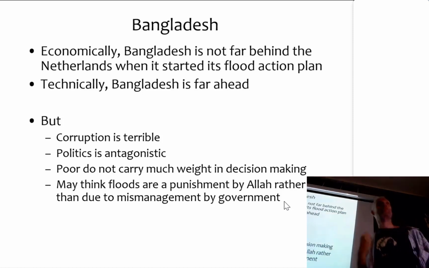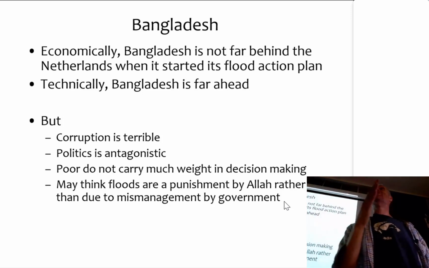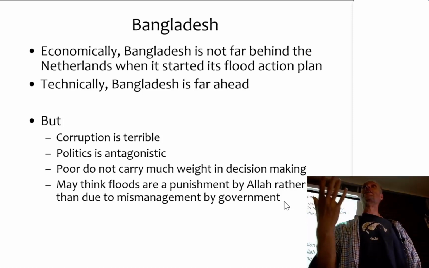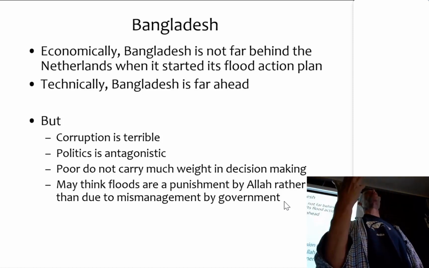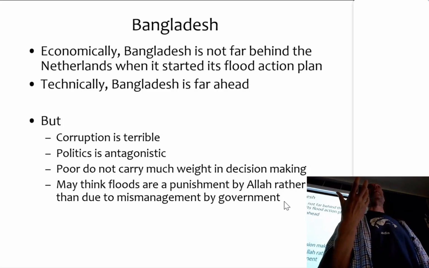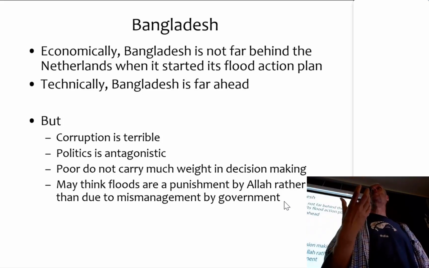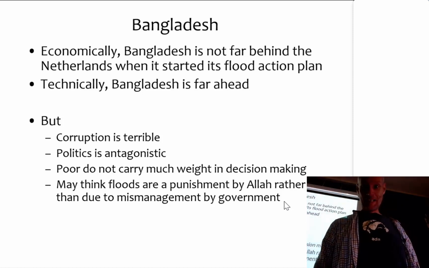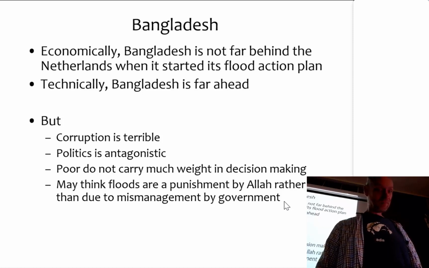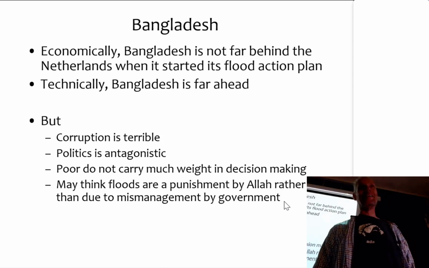Now, I hasten to add that this has nothing to do with Islam. When people in the Netherlands were interviewed in 1870 about dike building, some said floods are a punishment from God. And a dike actually gets in the way of that punishment, and therefore dike building is blasphemy, right? So this has nothing to do with Islam. Don't get me wrong. But of course, this is the dominant religion in Bangladesh.